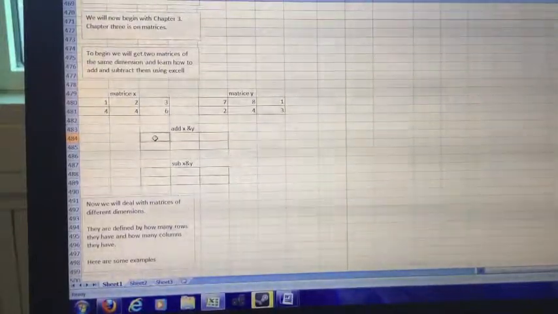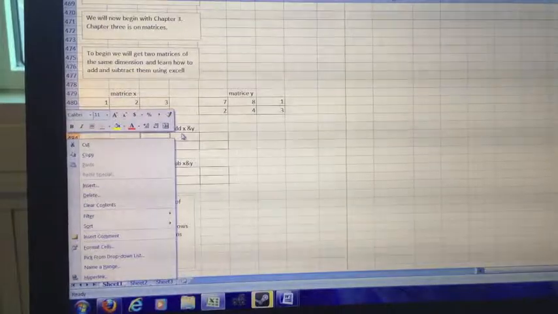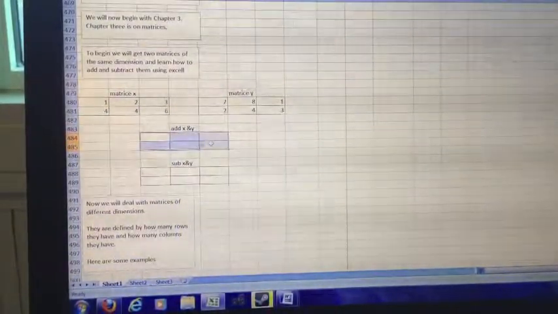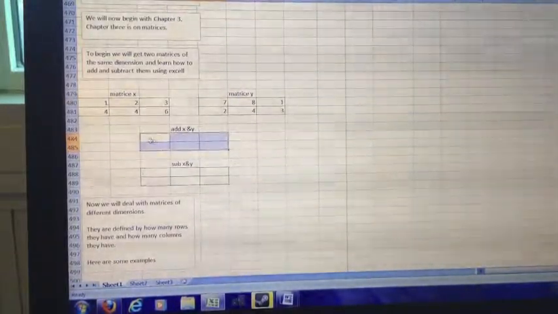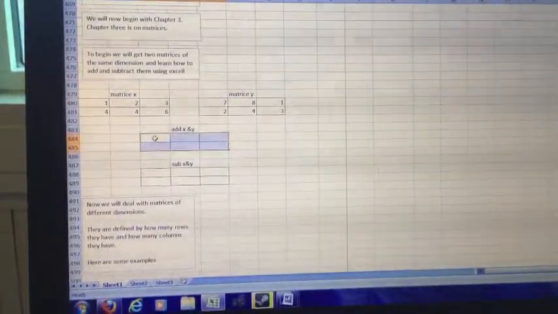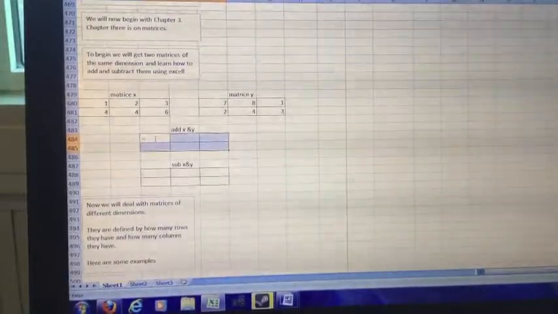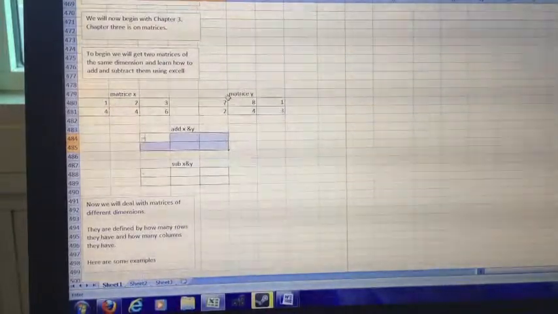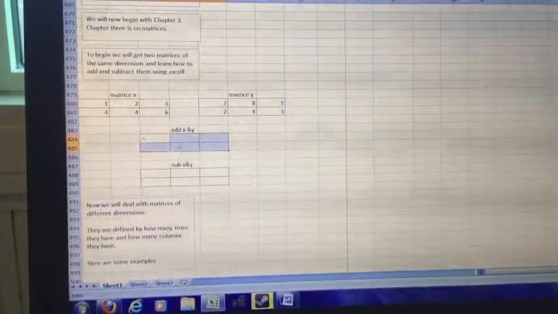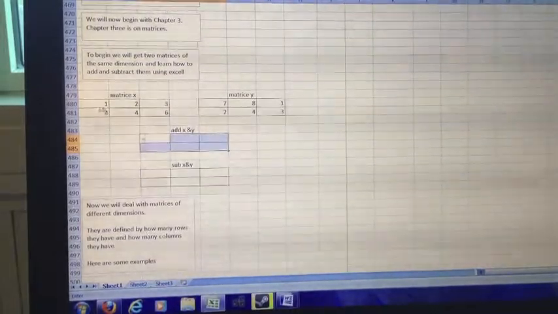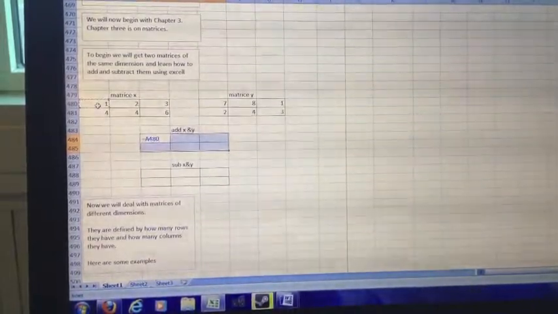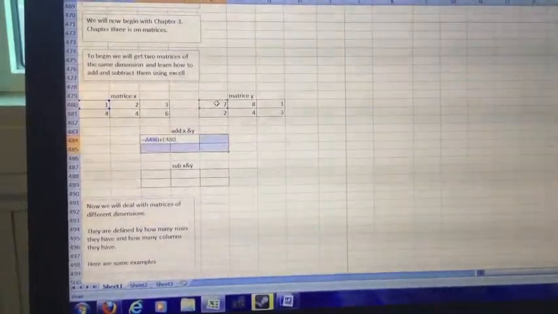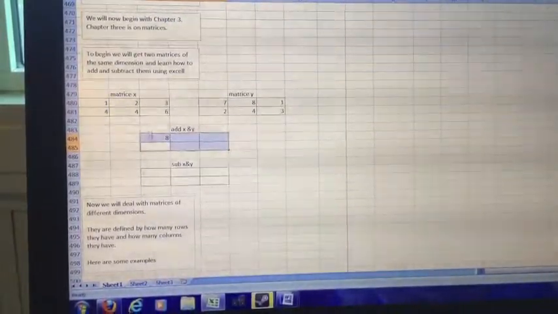So we take those dimensions and we're going to highlight that set of dimensions. Okay, so we're going to take 2 cells down, 3 cells across, just like this. And then we're going to hit equal to. We're going to take the first number all the way at the top left of this matrix and the top left of this matrix, and we're going to add them. So first we do equal to, then we click on 1, we do plus, and then we click on this 7, and then we do enter, and we come up with 8.